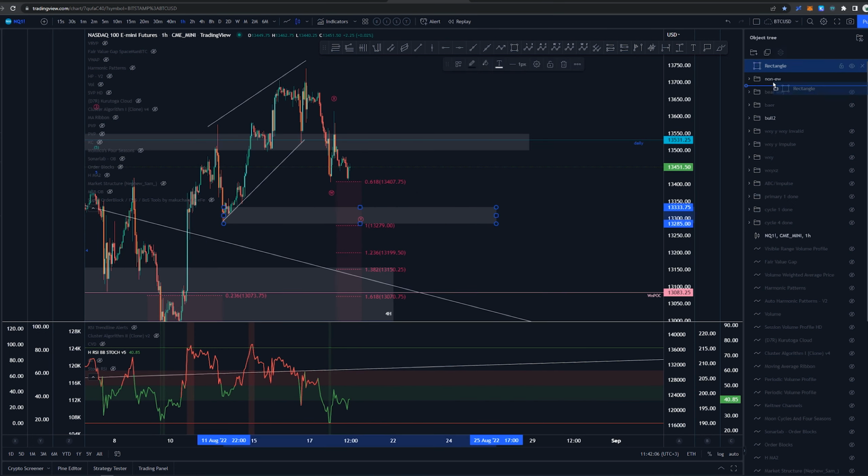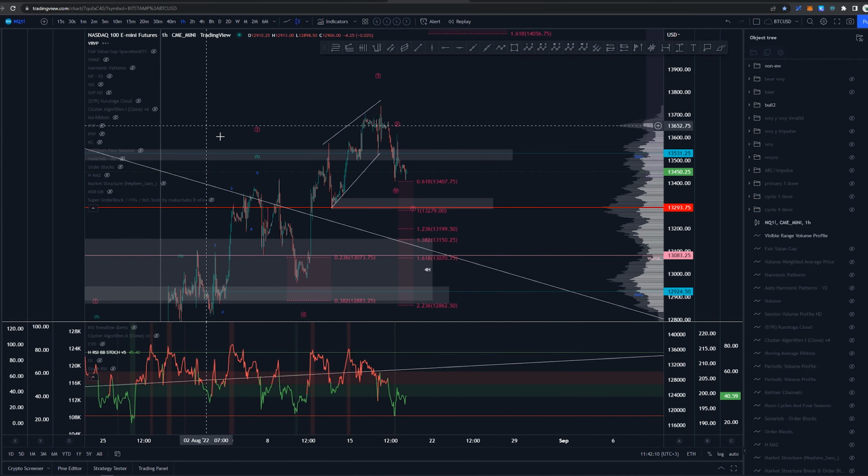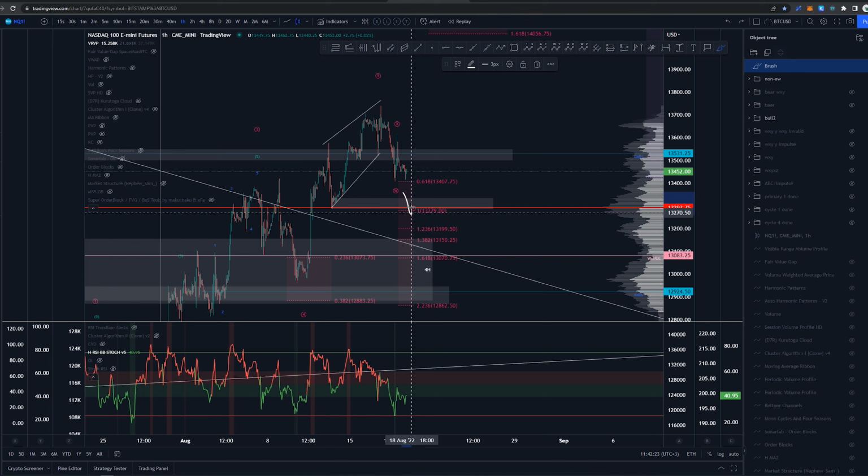I don't have it here, so let's add it. Let's check out if there is some kind of volume here as well. There is a point of control for sure. So yeah, this 1-to-1 area here is definitely going to have some interest in it. I feel like we could be doing a swing failure pattern here and getting up higher back to continuation up.